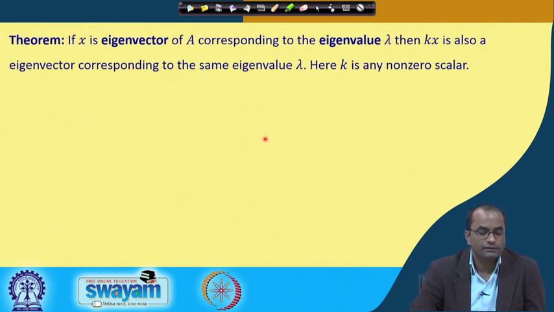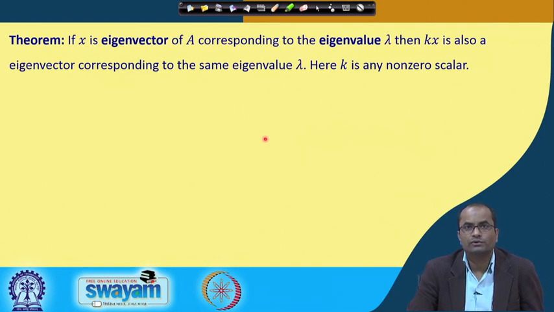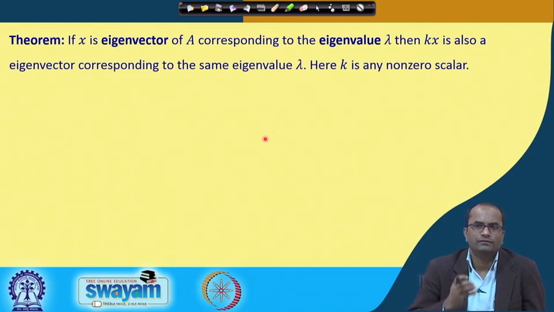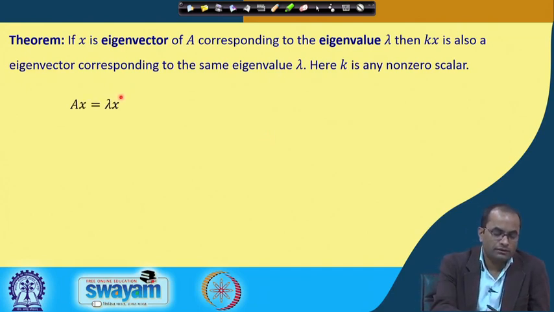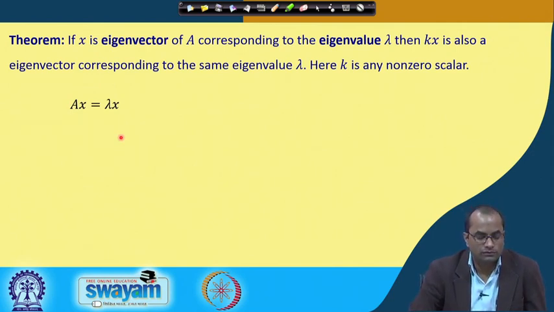Another result we have is that if x is an eigenvector of A corresponding to the eigenvalue lambda, then kx is also an eigenvector corresponding to the same eigenvalue lambda. This we have also seen before, that for a given eigenvector you can multiply by any constant and that will also remain an eigenvector, and this is what we will see here more formally, that this is true for any matrix. So, here Ax is equal to lambda x, that is a relation which tells us that lambda is one of the eigenvalues and the corresponding eigenvector is x.